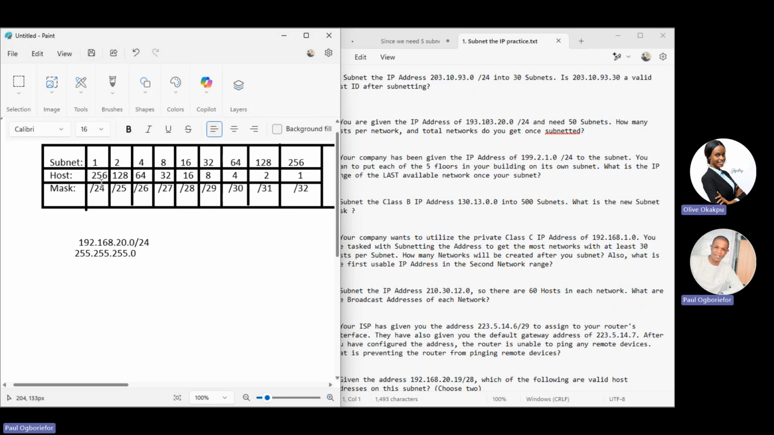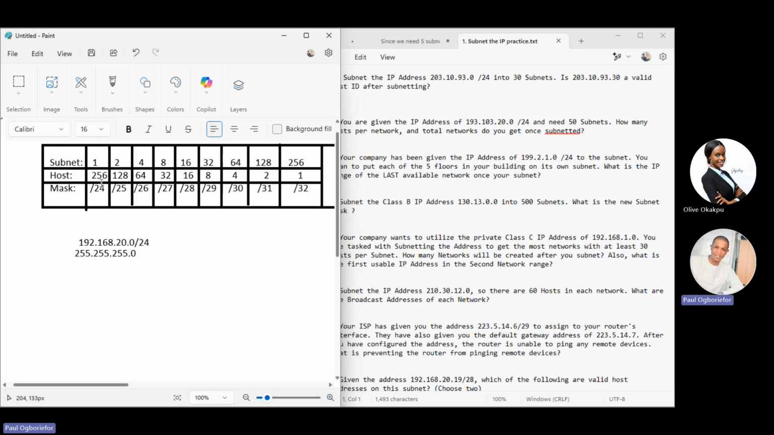If somebody should give you a Class C IP address, and they said we are dividing it into four, the next thing you want to do is look at the host from the table. Then you can easily tell the number of IP addresses that will be contained in each of the networks, which is what? 64. Okay. You get that? And now it is 64.